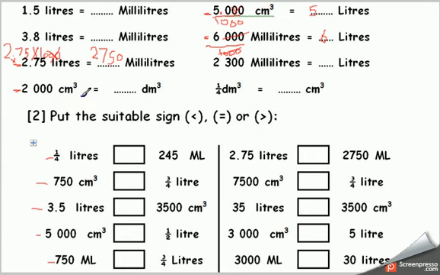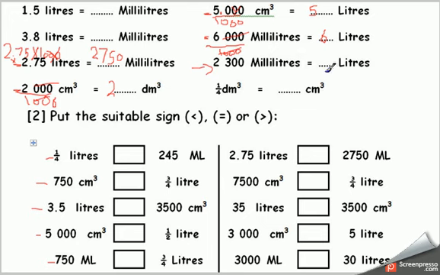Okay, now I will convert from centimeter cube to decimeter cube. From centimeter cube to decimeter cube, from small to big, what can I do? I should divide it by 1000. Okay, mister, I will cancel 3 zeros with 3 zeros, so the answer will be 2. Okay, the final one here. Now, mister, I will solve this.